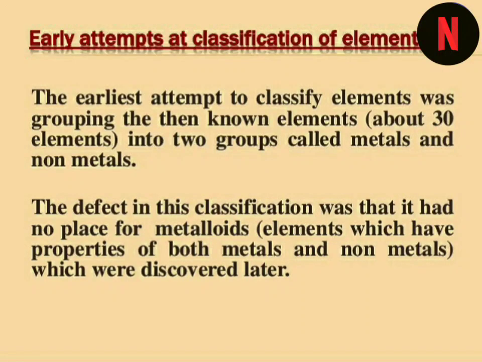The earliest attempt to classify the elements was grouping the then known elements, about 30 elements, into two groups, metals and non-metals. The defect in this classification was that it had no place for metalloids. Metalloids are elements which have properties of both metals and non-metals.